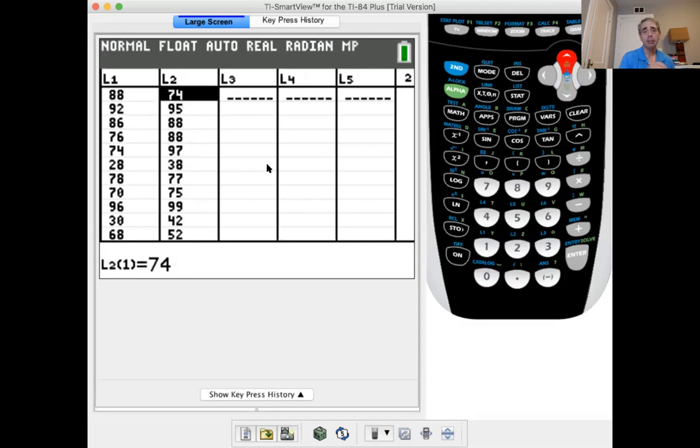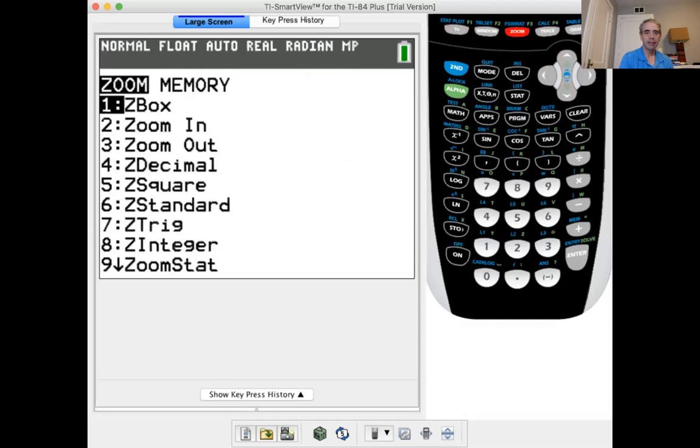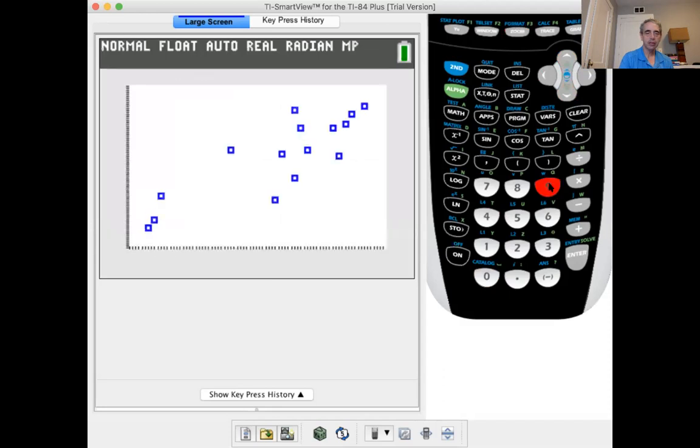Let's take a look at our stat plot. So I believe the stat plot is on. Second stat plot, we'll take a look. It is on. It's L1 versus L2, which is good. Then go to zoom stat, number 9, and we should see those dots. Now you'll notice these dots are not quite as tight as the Major League Baseball dots were.